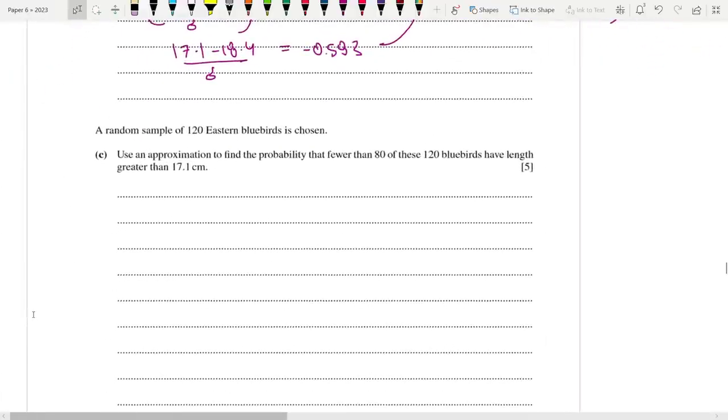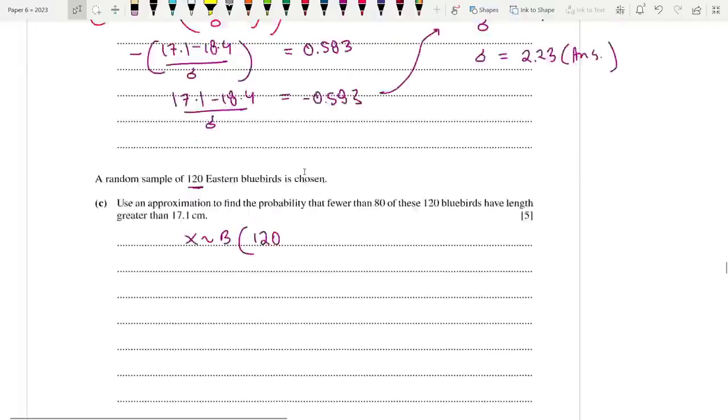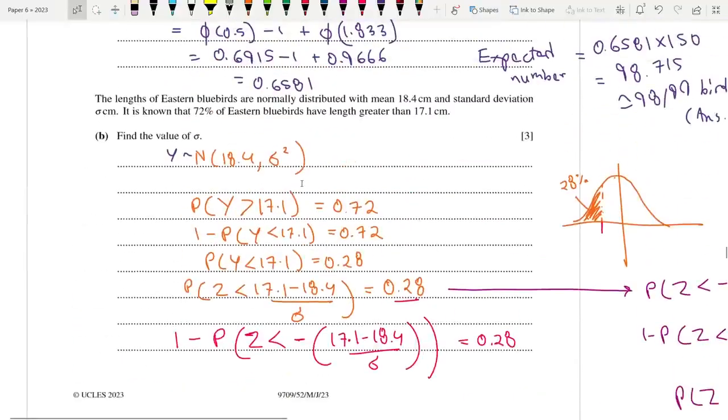Okay, we need an approximation. A random sample of 120 eastern bluebirds is chosen. So X is binomially distributed because we have 120 birds, right? And what is n? 120. And what is the probability? Use an approximation to find the probability that fewer than 80 of these 120 bluebirds have length greater than 17.1.